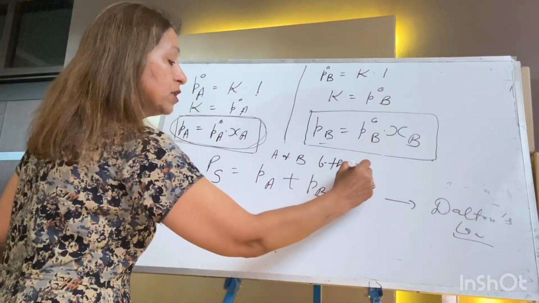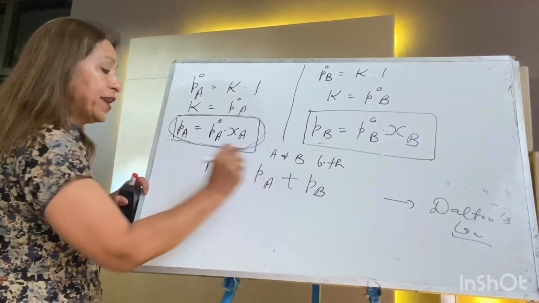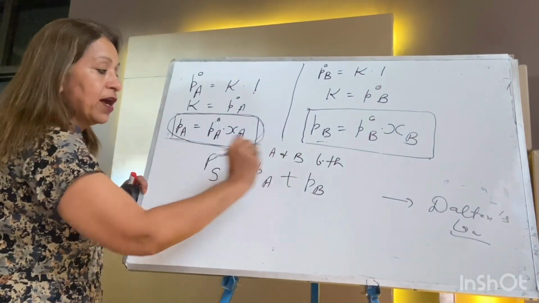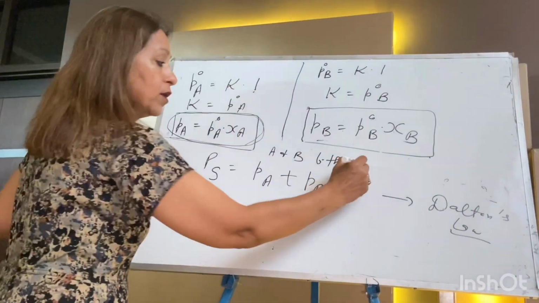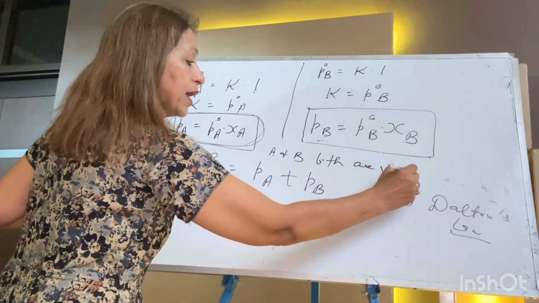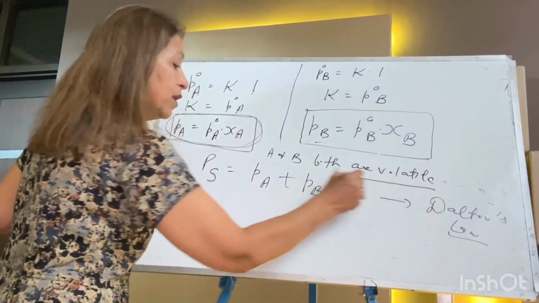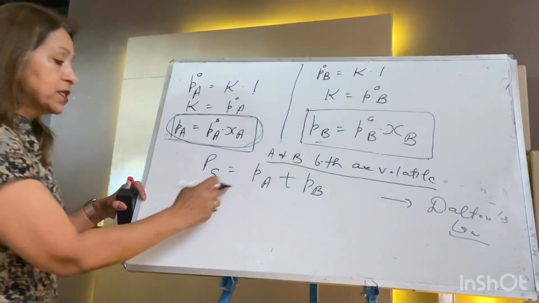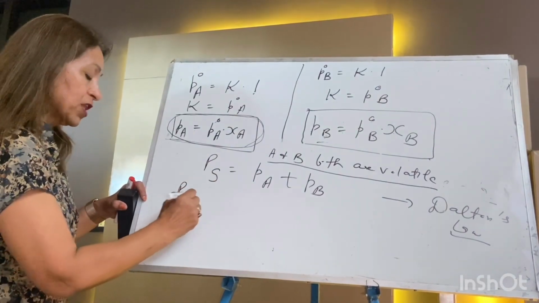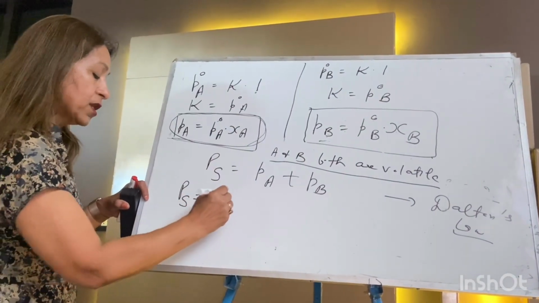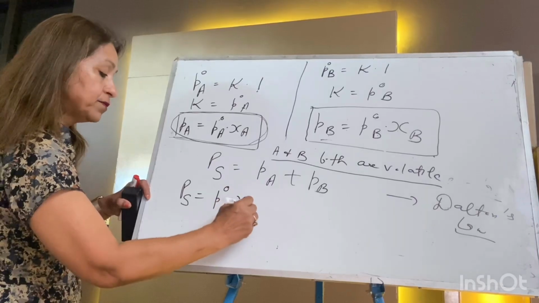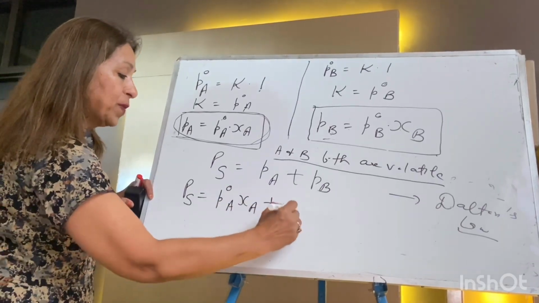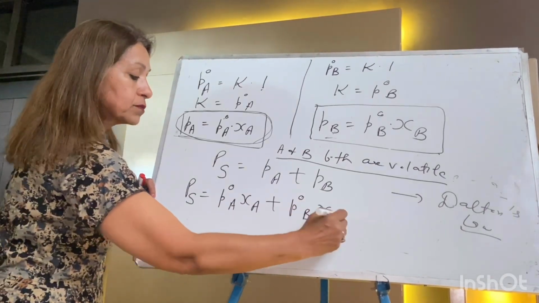Put the heading: derivation of Raoult's law when both components are volatile. When both are volatile, PS is equal to PA plus PB. Put the value from Raoult's law: PA is equal to P naught A XA, and PB is equal to P naught B XB.